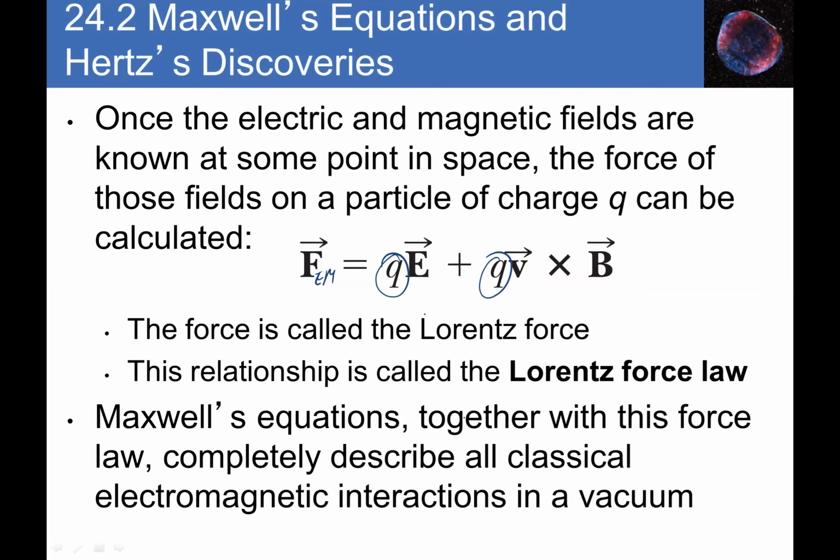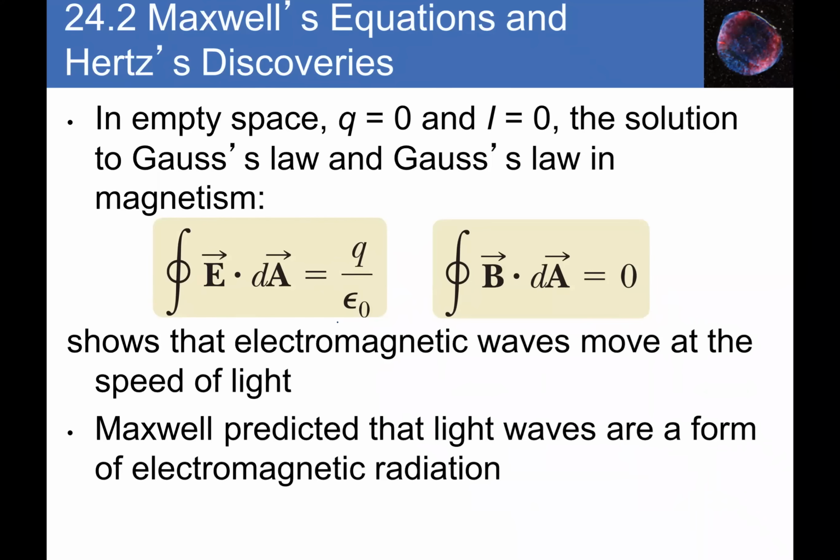So then Maxwell equations, together with this force law, completely describe all classical electromagnetic interaction, in vacuum too. I mean, it describes everywhere, right? But also in vacuum. Because if we go back to look at those 4 equations for Maxwell, we can see that if you're considering empty space where there are no source charges, so let's say you take this equation, if Q is 0, then this is equal to 0. And if I is 0, then B dot dA here is 0.